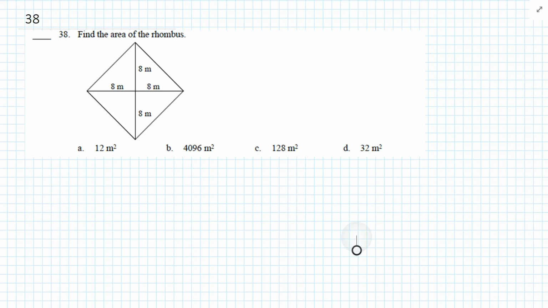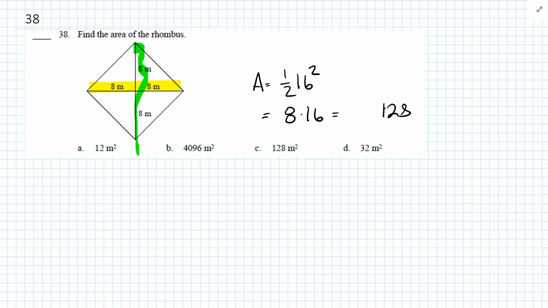38. Find the area of the rhombus. Well, this diagonal is 16, this diagonal is 16, so the area is 1/2 times 16 squared, which is the same thing as 8 times 16, which is going to be 128.